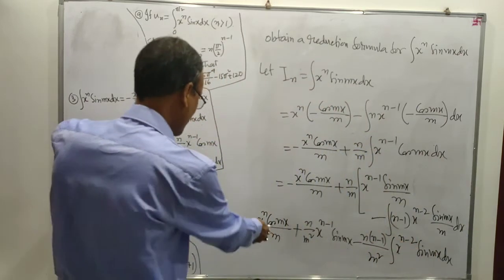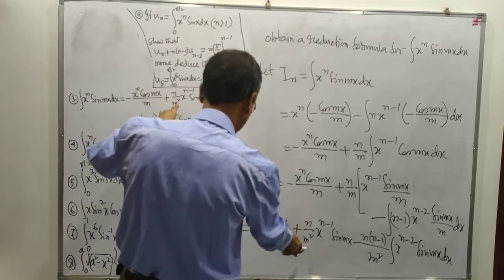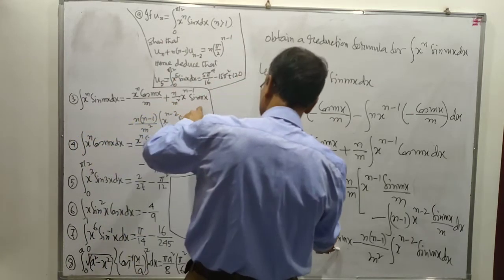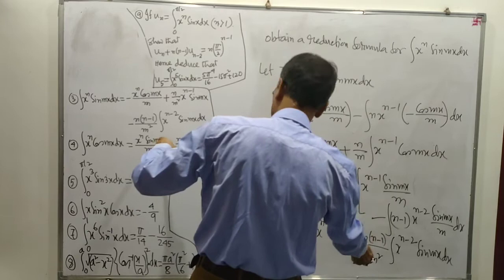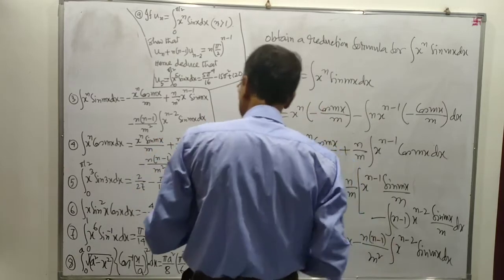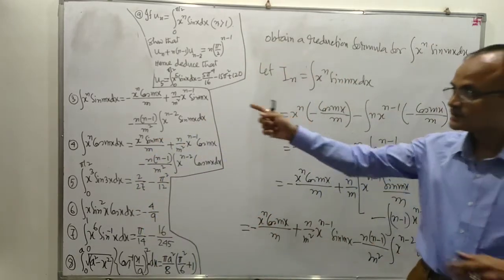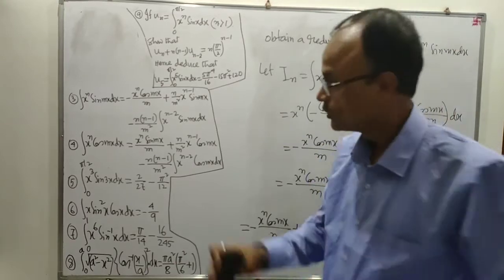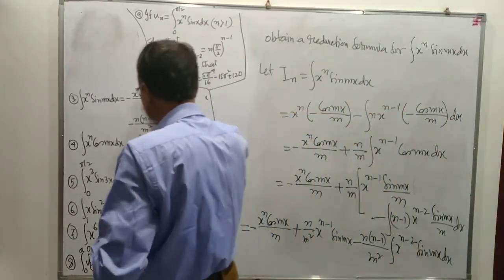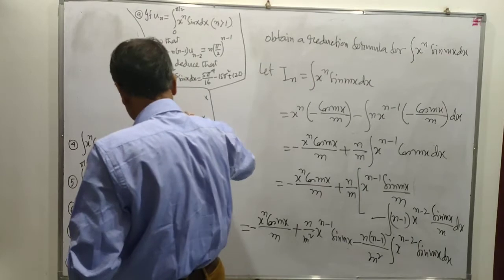Minus x to the power n cos mx by m plus n by m square x to the power n minus 1 sin mx minus n into n minus 1 by m square integral x to the power n minus 2 sin mx dx. We have proved number 3 also.